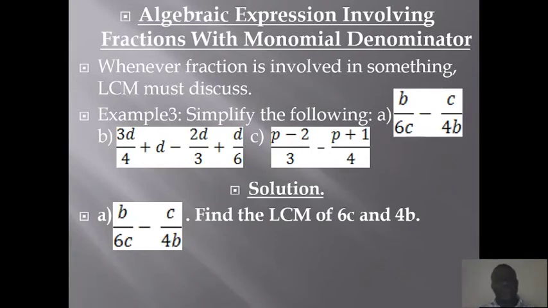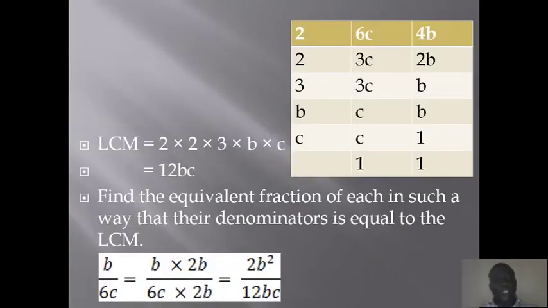So the first thing, when dealing with a fraction, we talk about equivalent fractions. Since the denominators are not the same, we want to find the equivalent fractions of the individual fractions so that the denominators will be the same. So the first step is to find the LCM of the denominators, which is 12bc.